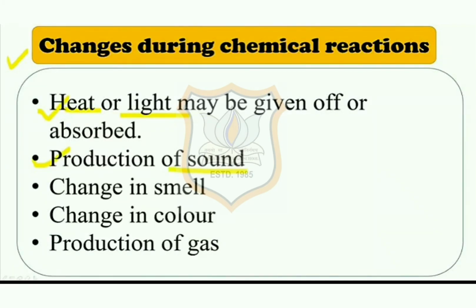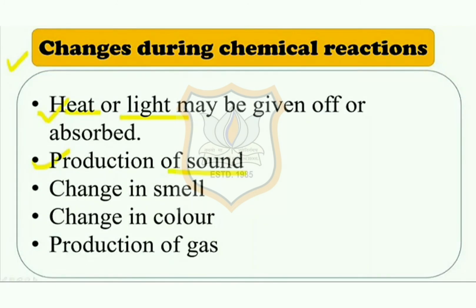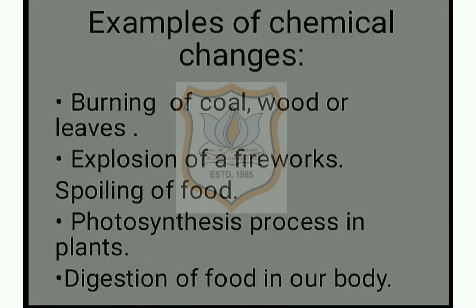In a chemical reaction, new substances are produced. Moreover, the following changes are also seen. Heat or light may be given off or absorbed. Sound may be produced. A change in smell may take place or a new smell may be given off. A color change may take place. A gas may be formed. Let's look at some examples.